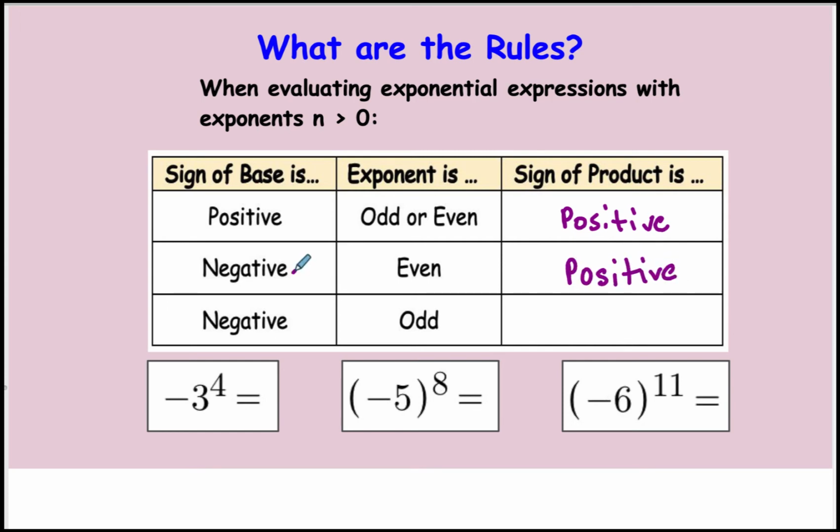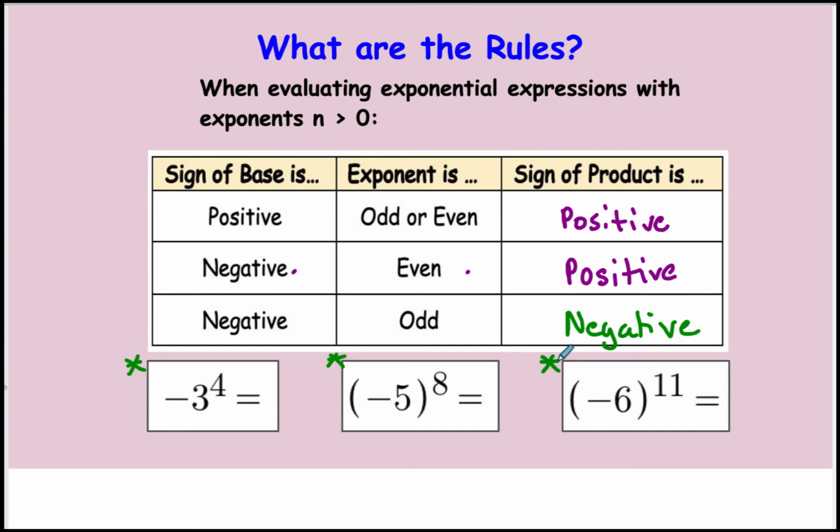So negative base, even exponent. But when the base is negative and the exponent is odd, we got that one negative sign that doesn't get paired up with anything. So our sign ends up being negative. Now, we think, oh, that's so easy to remember, but there's a little catch, and it happens to be looking at the difference between these problems here.